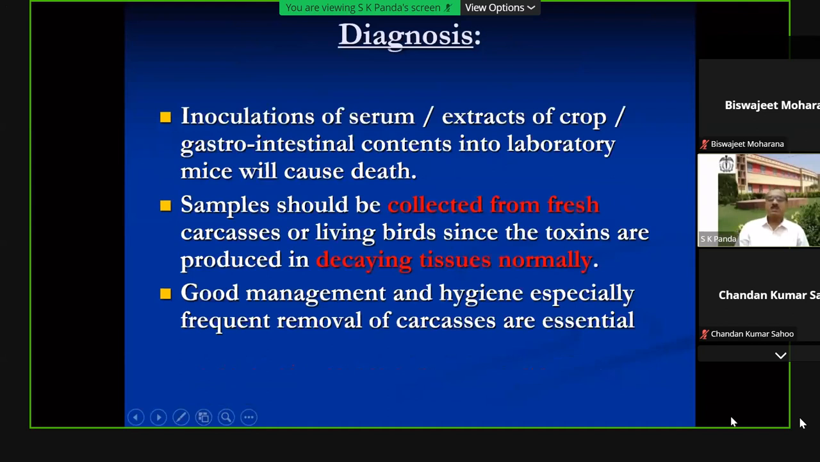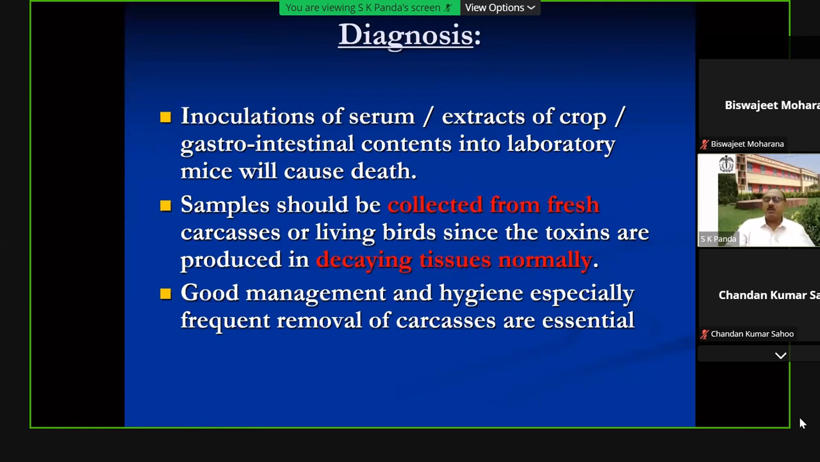So very clearly, diagnosis can be done. Samples should be collected from the fresh carcass or living bird, since toxins are normally produced in decaying tissues. You have to take the extracts of crop and gastrointestinal content; laboratory mice can also be used for experiments for immediate death. Sometimes it is very difficult, because those bacteria which produce toxins are very difficult to examine, because you will not find the culture.